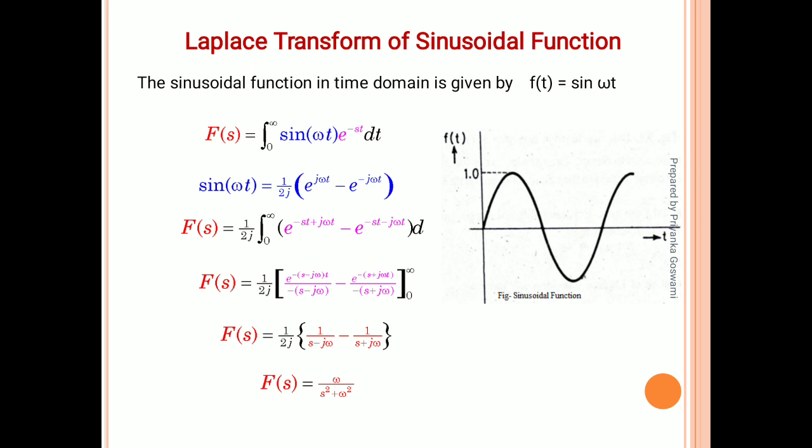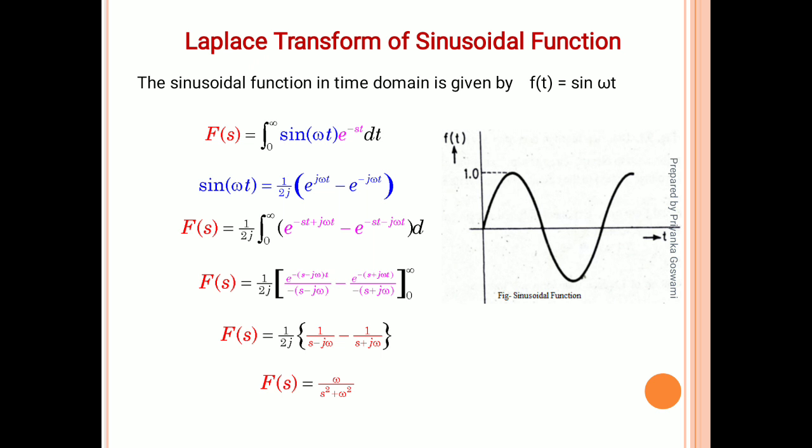Now, Laplace transformation of the sinusoidal function. The function is extremely common for circuits encountering AC sources. The sinusoidal function in time domain is given by f(t) equals sin omega t, which equals 1 by 2j times (e to the power j omega t minus e to the power minus j omega t). Now F(s) equals 1 by 2j times the integral from 0 to infinity of (e to the power minus (s minus j omega)t minus e to the power minus (s plus j omega)t) dt.